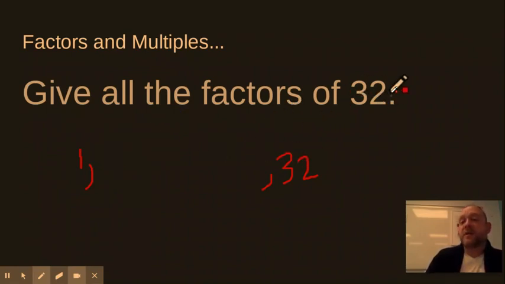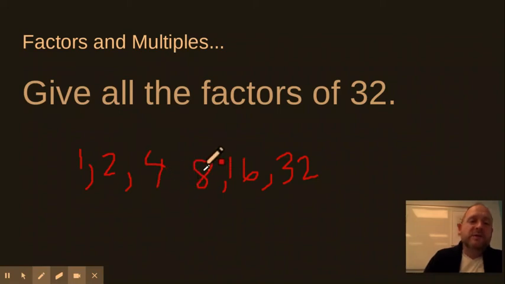I actually also happen to know, because this is an even number, I can use 2, and 2 times something is going to give me 32. It's actually 16. All right. Now, because this is an even number, I also like to try other even numbers to see if any of that works out. And actually, the next even number, 4, does work, because 4 times 8 is also 32.